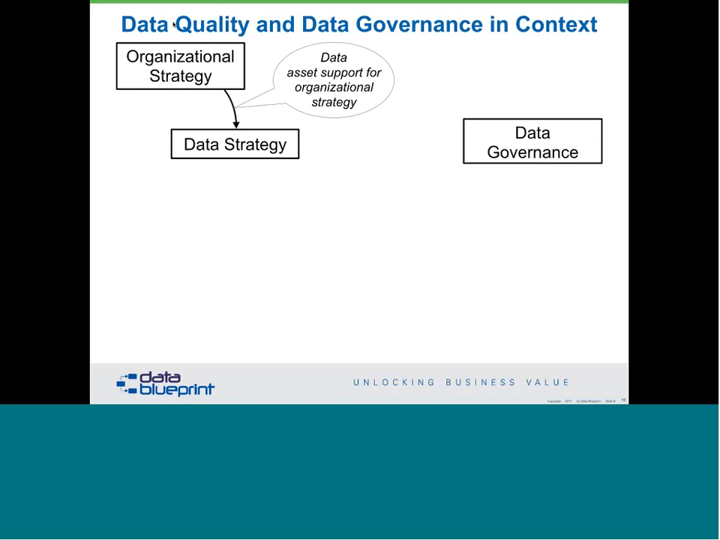When we look at the relationship then between strategy and governance, we can see that data strategy is all about getting the data assets to do something specific in support of organizational strategy, which means that your data strategy needs to be expressed in terms of specific, tangible business goals. If we don't, we're just kind of waving our hands in the air, and that's not very helpful to anybody.